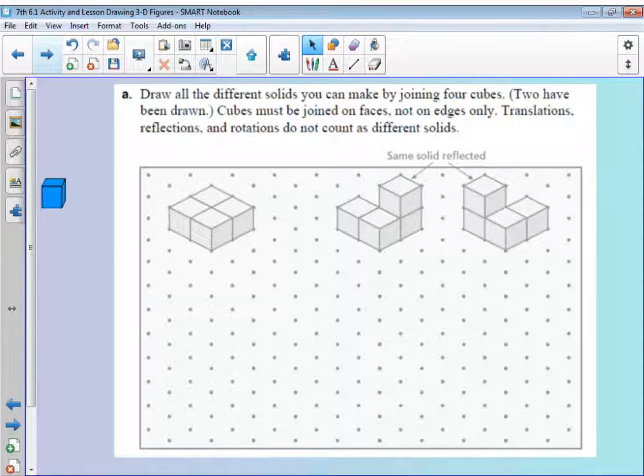So here it says, draw all the different solids that you can by joining 4 cubes. 2 have been drawn. Cubes must be joined on a face, so you can't join them like a corner to a corner.